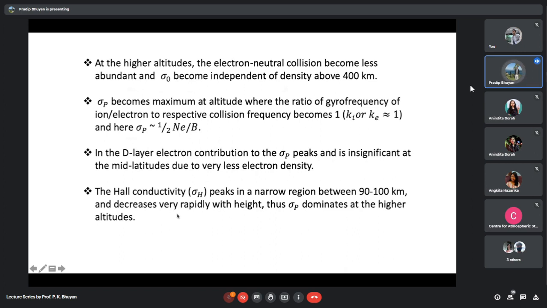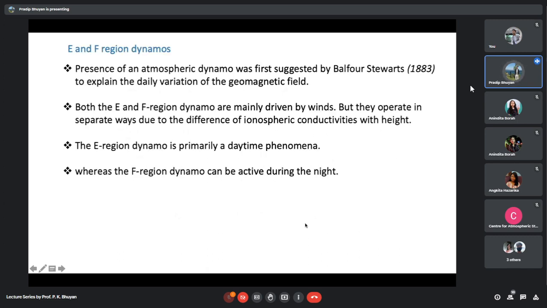So what happens to Hall conductivity? It peaks in a narrow region between 90 and 100 kilometer and decreases very rapidly with height. The sigma P dominates at higher altitudes. Okay?